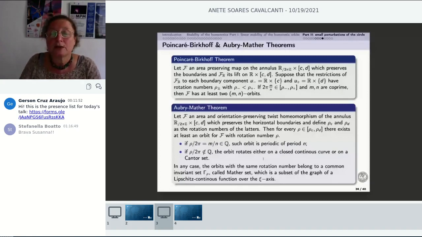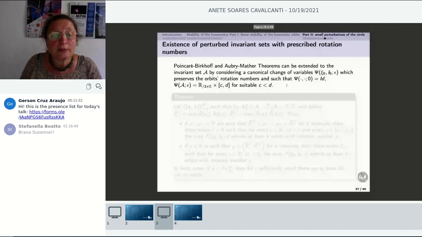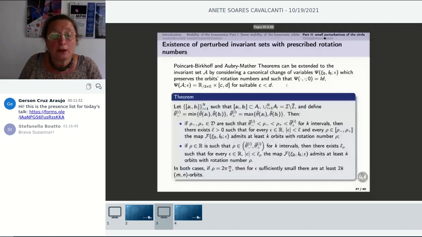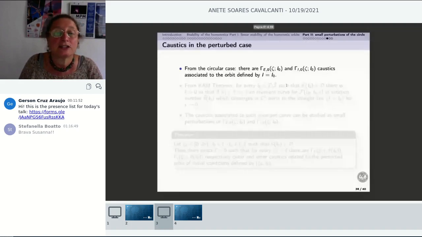in between the rotation numbers of the two invariant curves that bound our invariant regions. Okay, so we can also apply Aubry-Mather theorems in this setting, and find periodic and quasi-periodic trajectories, orbits having prescribed rotation numbers.